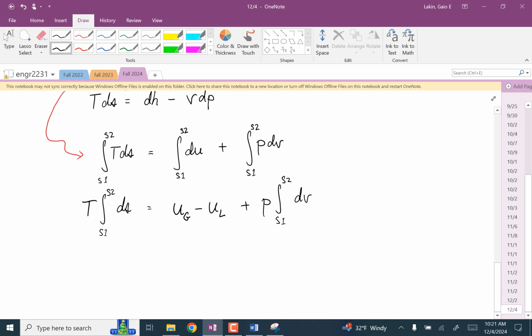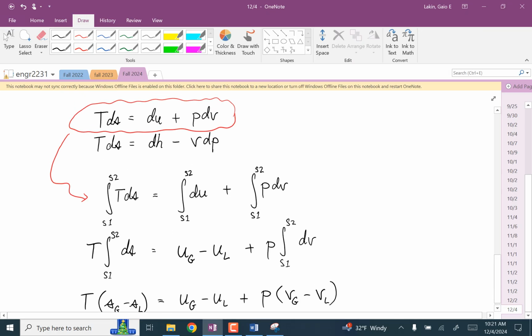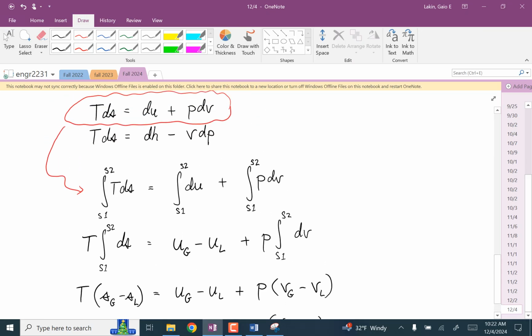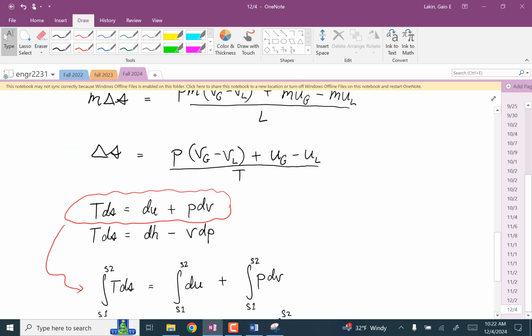Now do these integrals and you get that T times specific entropy for the gas minus specific entropy for the liquid is equal to UG minus UL plus P times the quantity specific volume for the gas minus specific volume for the liquid. And now things are looking real good. So now we can divide both sides by T. We get SG minus SL is equal to UG minus UL plus P times the quantity VG minus VL over T. And that matches with this.